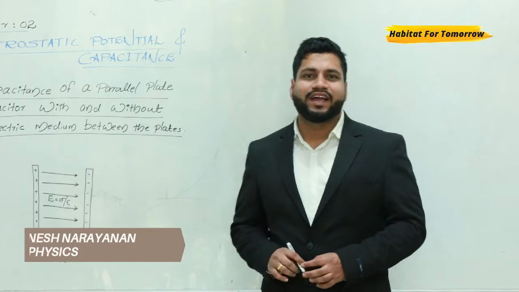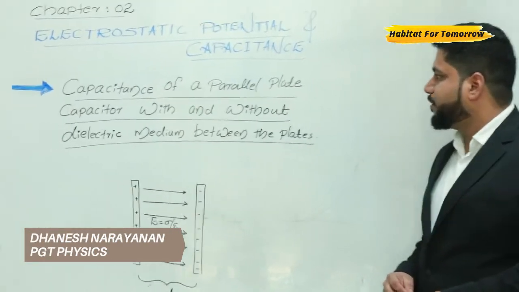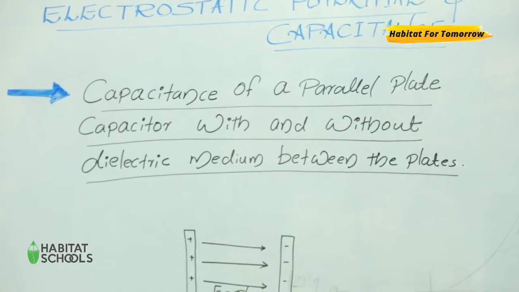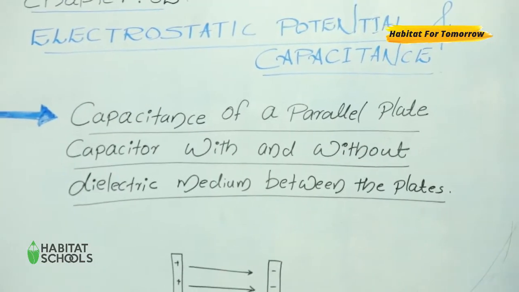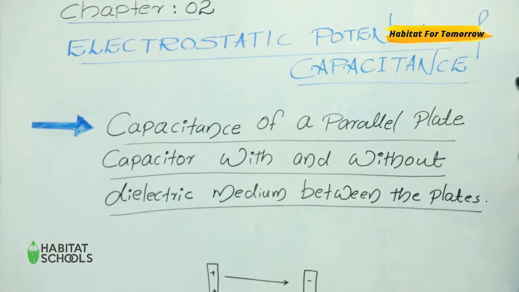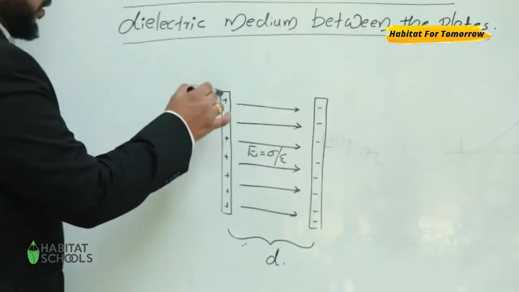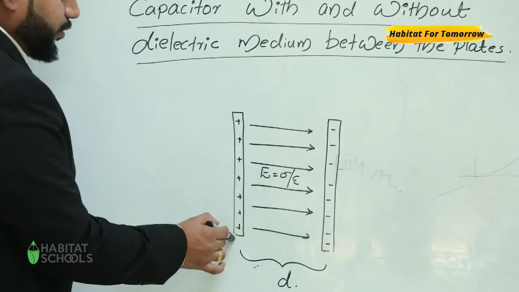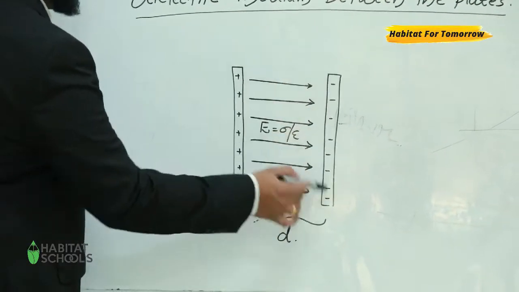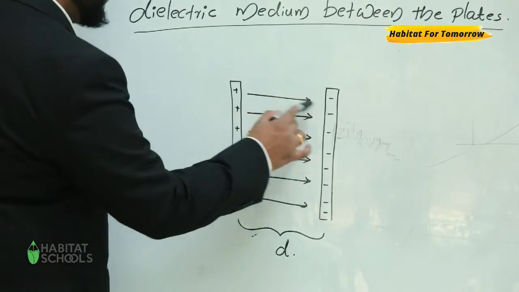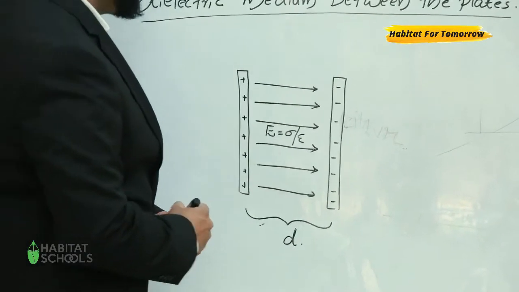Hi students, today I am going to take the topic capacitance of a parallel plate capacitor with and without dielectric medium between the plates, that belongs to the second chapter, electrostatic potential and capacitance. Here we can consider two plates. On the first plate, positive charge is distributed, and on the second plate, negative charge is distributed. In between, an electric field is produced, that electric field is sigma by epsilon 0.